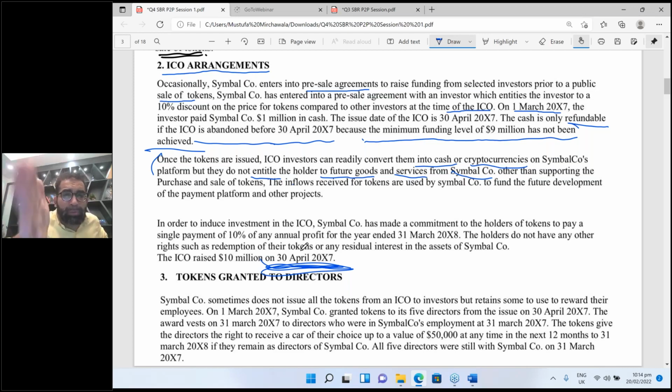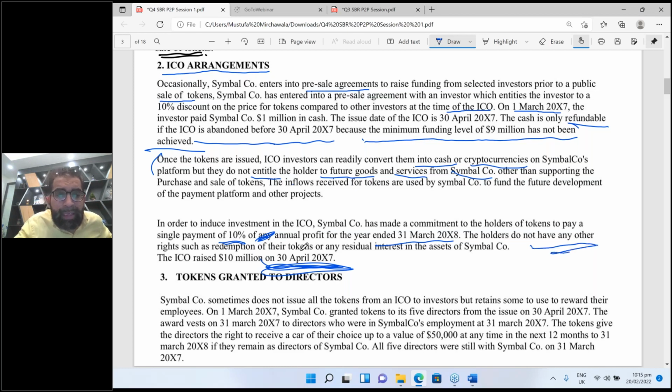Now, my dear student, make it very clear that this transaction is not a liability. In order to induce investment in the ICO, symbol company has made a commitment to the holders of the tokens to pay a single payment of 10% of any annual profits for the year ended 31st March X8. This is the one-off payment we'll make to all the investors. That means this is also a contingent payment. If there will be a profit, then we'll pay, otherwise no need to pay.